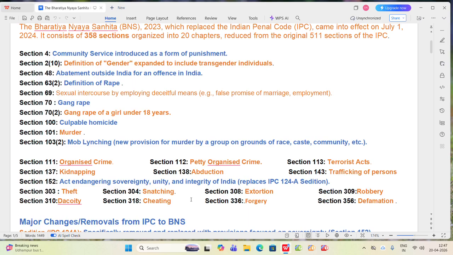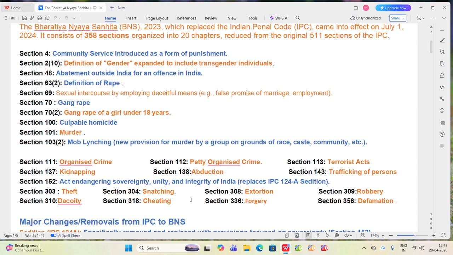Section 152, act endangering sovereignty, unity and integrity of India. It replaces the previous IPC 124A, which was known as sedition. Section 303 relates to theft. Section 304 snatching. Section 308 extortion. Section 309 robbery. Section 310 dacoity. Section 318 cheating. Section 336 forgery and Section 356 for defamation.